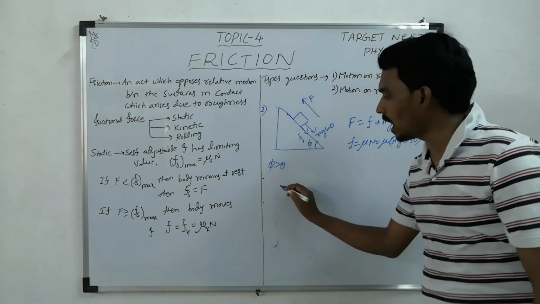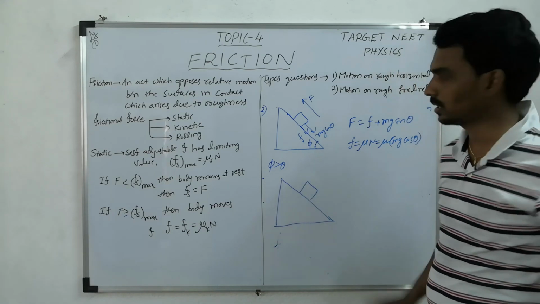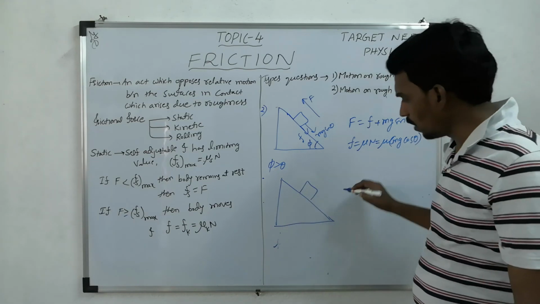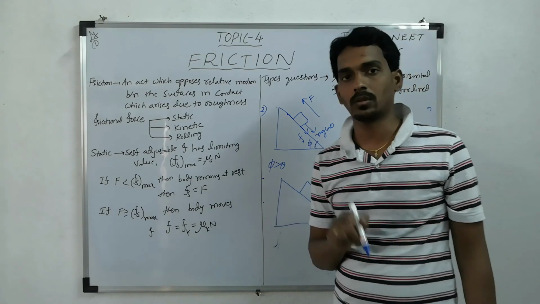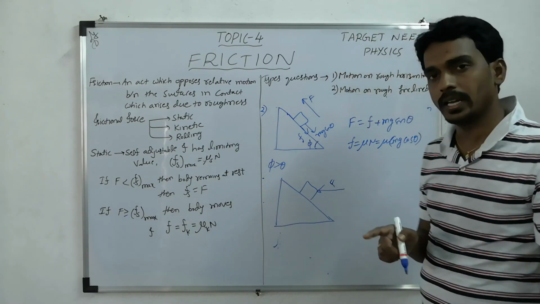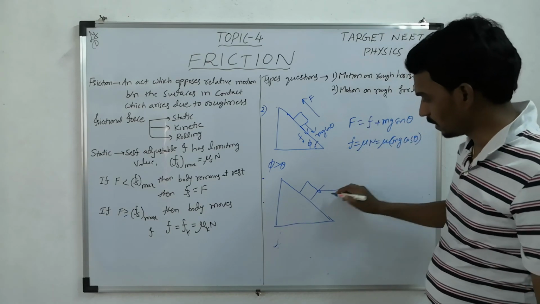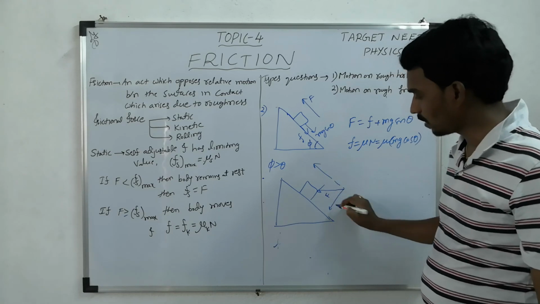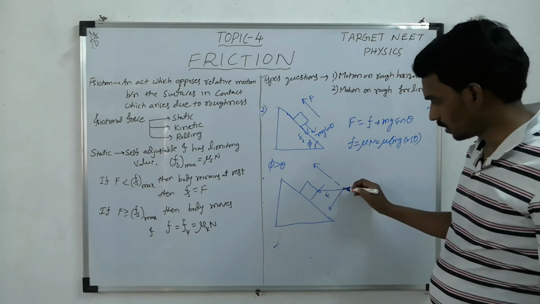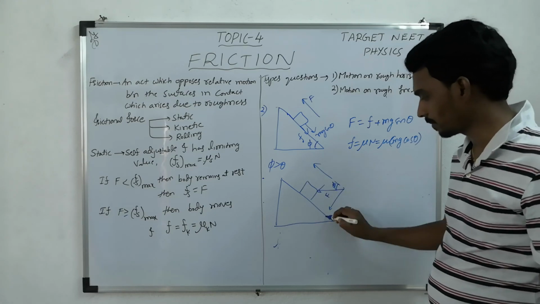The same question is also asked in a different manner. Consider the same situation, but now, what is the horizontal force required to move the body up the inclined plane? Here, take one direction horizontal and one parallel to the inclination. This is the horizontal, this is parallel to the inclination. What is this angle? Phi.